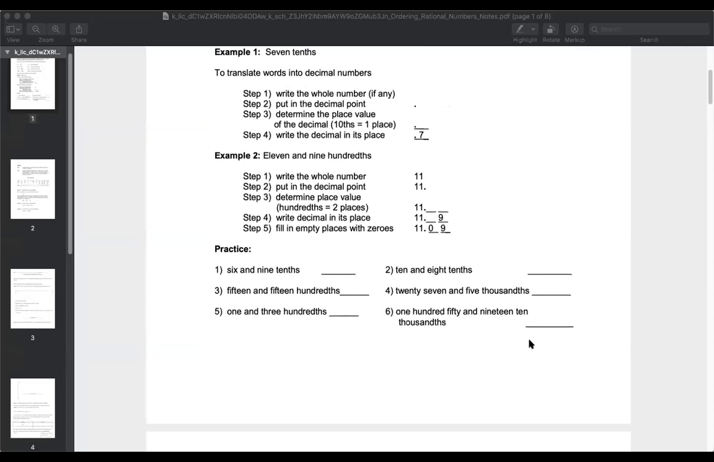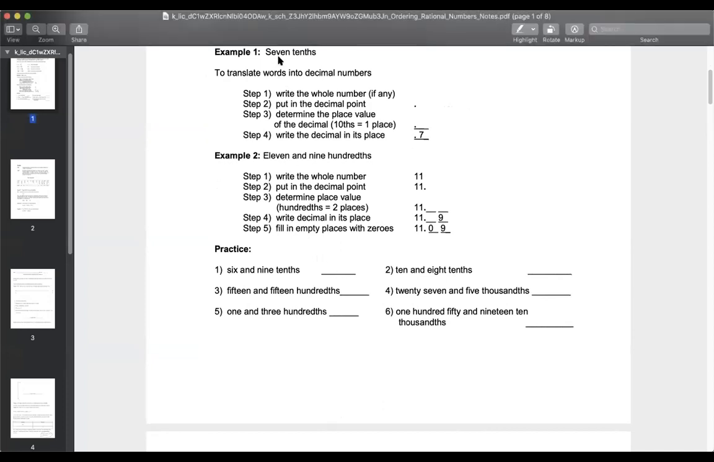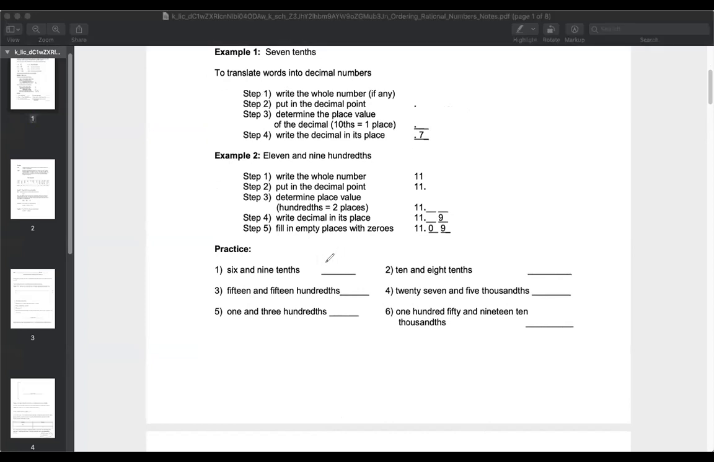So now let's actually put it into practice. How would I write 6 and 9/10? What would that look like? 6.9. 6.9, perfect. What about 2 and 8/10? What would that look like? 2.8. Good. 15 and 15/100ths. 15.15. Perfect.